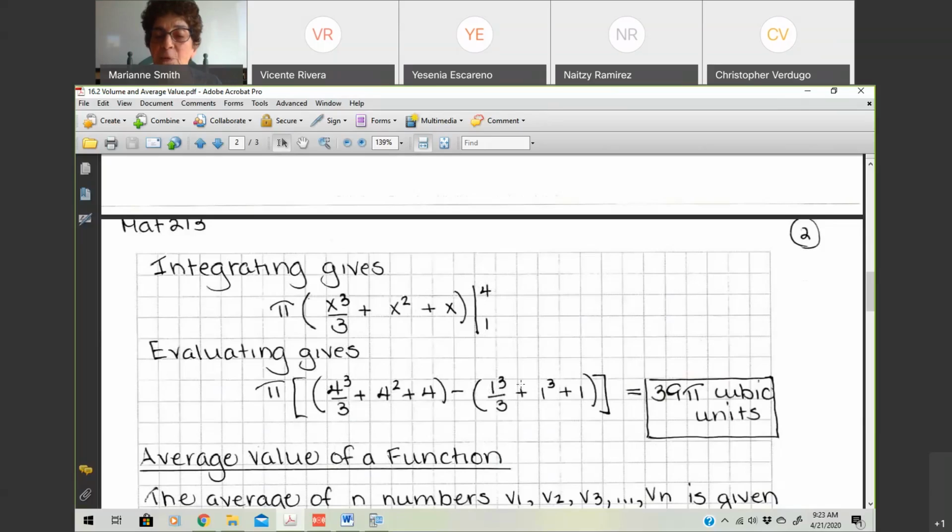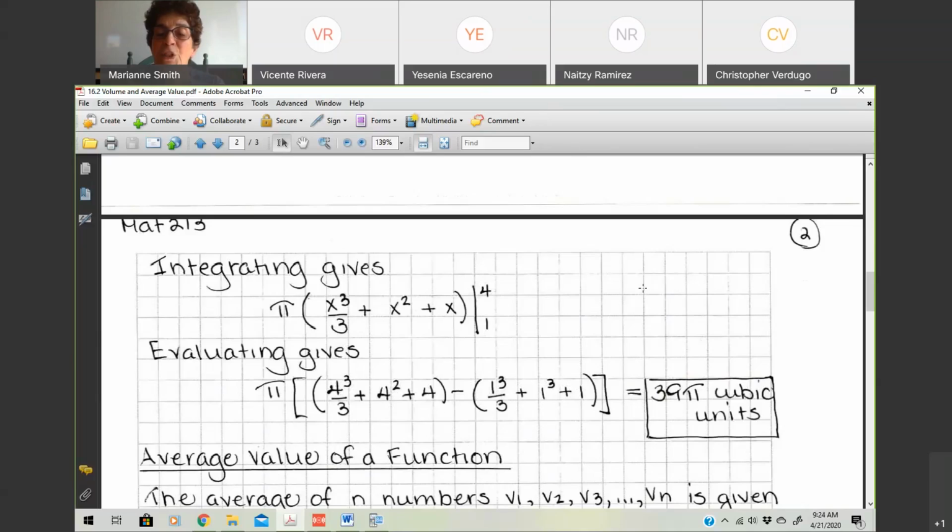And please, the important thing to note here is this second expression is in parentheses because you want to make sure this minus sign distributes to everything beyond. So over here, you're going to have 4 cubed, which is going to be, I think, 64 thirds plus 16 plus 4 minus 1/3 plus 1 plus another 1. That whole mess turns into 39 pi cubic units.